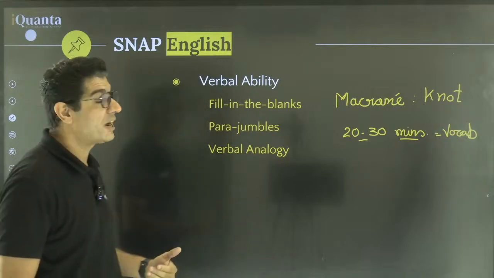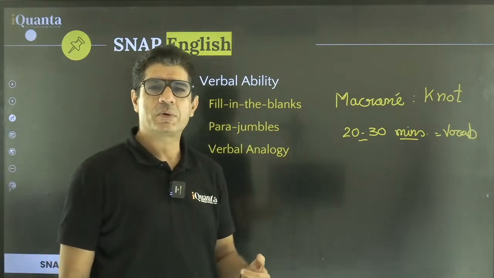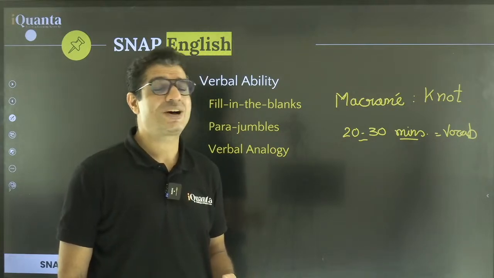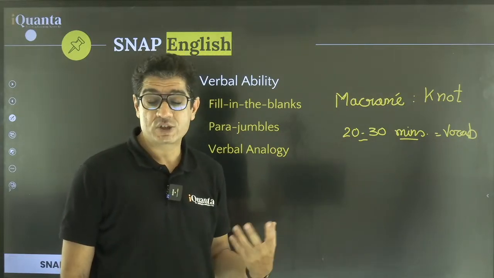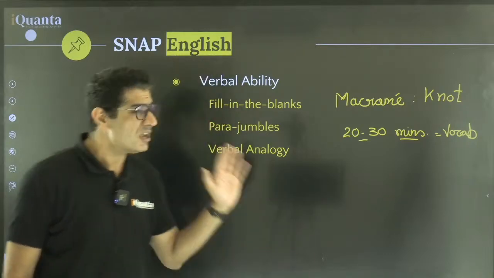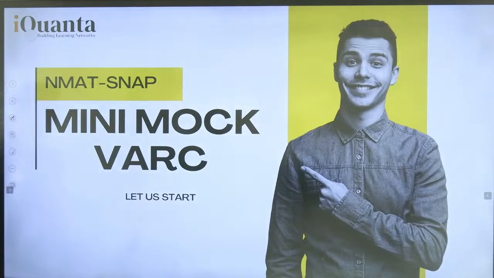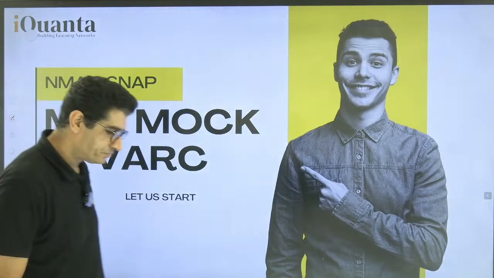You can always go ahead and start with Word Power Made Easy by Norman Lewis. Considering that SNAP also asks us questions based on roots, prefixes and suffixes. So now that I've taken you through the overview, it's time for a mini mock.